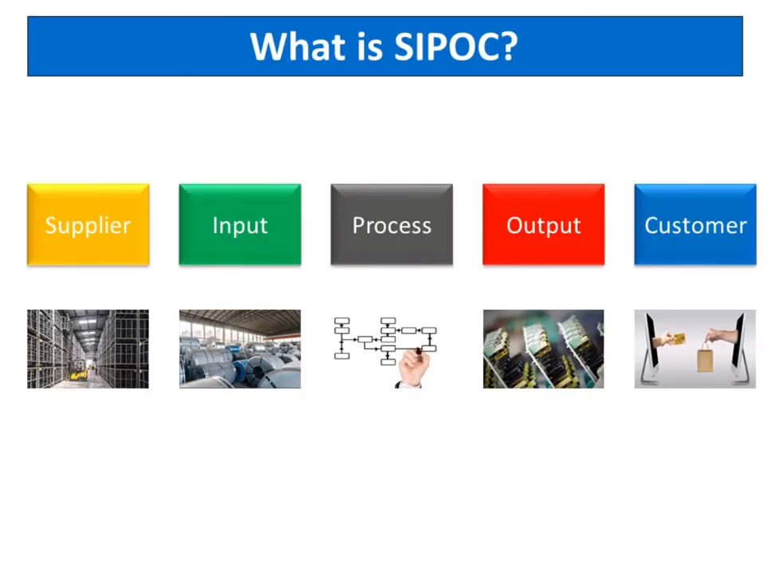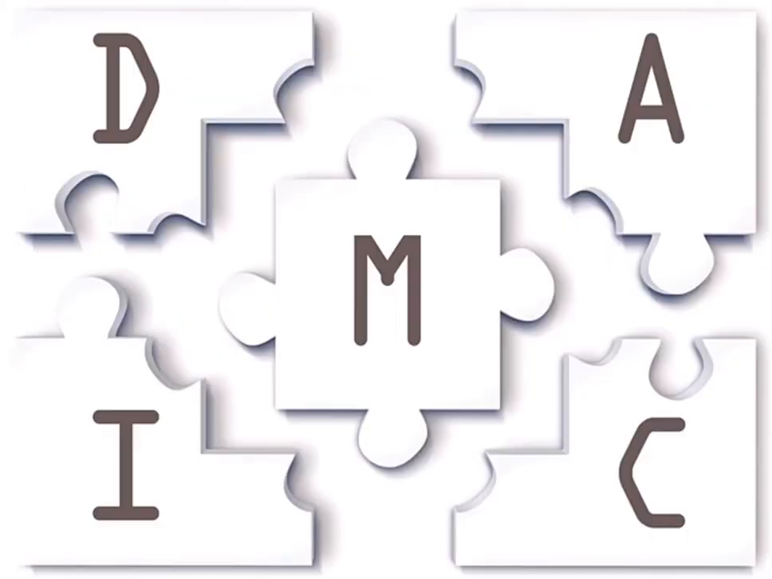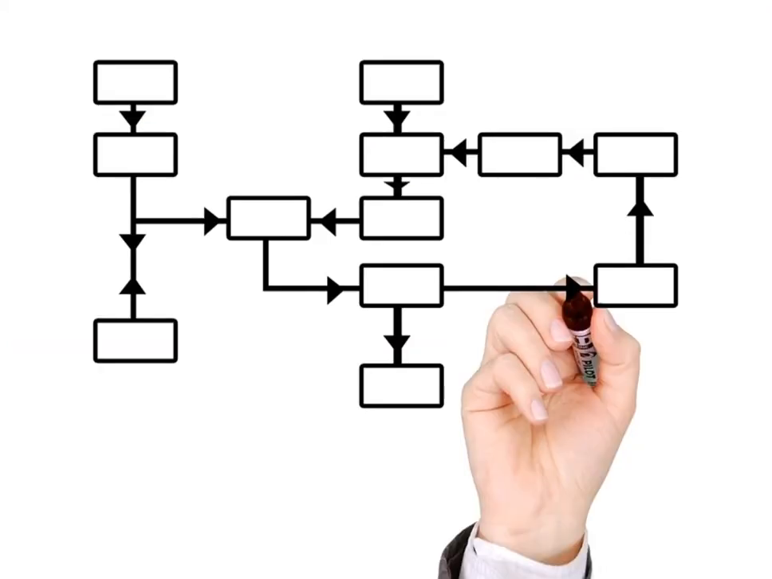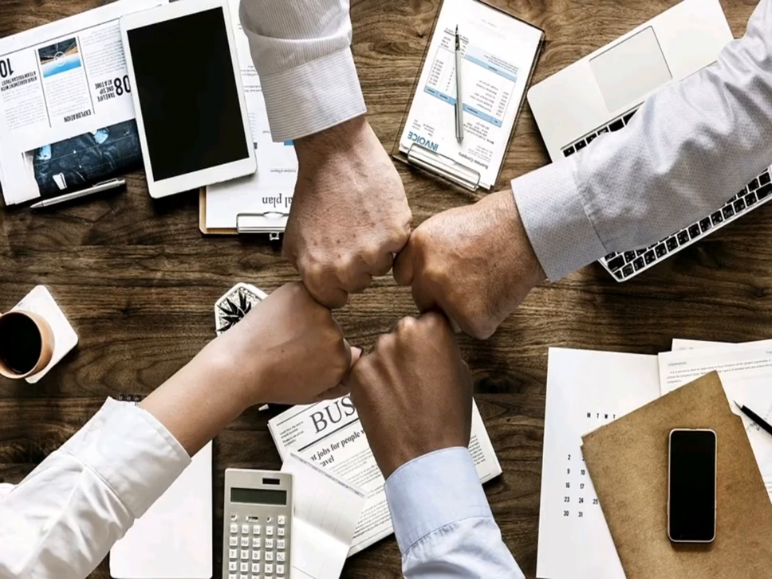SIPOC is the acronym for suppliers, inputs, process, outputs, and customers. In DMAIC methodology, SIPOC analysis is conducted in the define phase, with the main purpose of capturing the information related to the process to be improved. The process is usually illustrated with a simple flowchart of the main steps. Inputs are things that are provided to the process, outputs are the outcomes of the process, while suppliers and customers provide or receive the inputs or outputs.